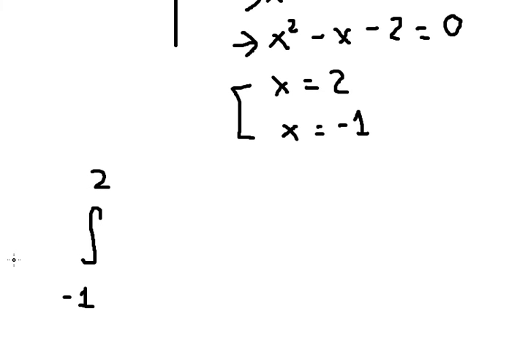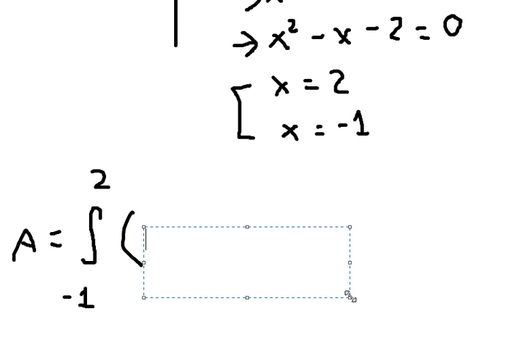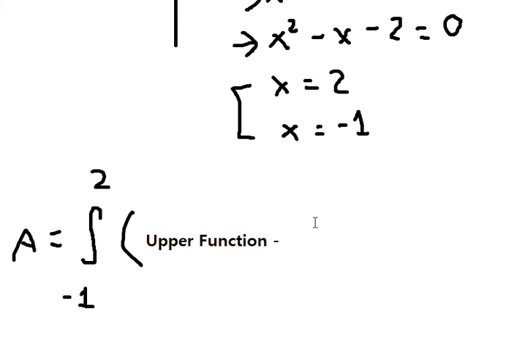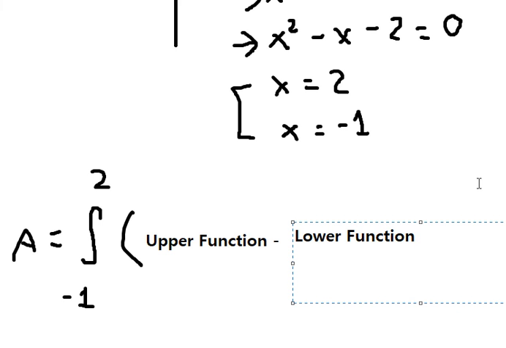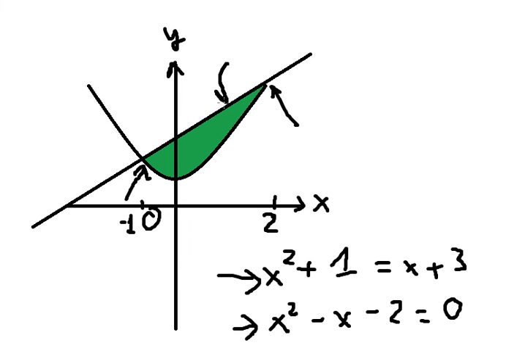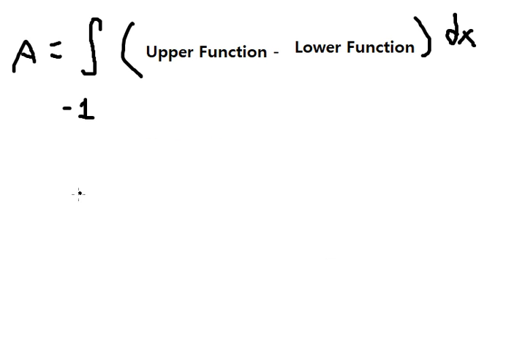And we know that we want to find the area. So we need to use the upper function minus the lower function. So the upper function, that is this one. The lower function, that is this one. Now we have like this.